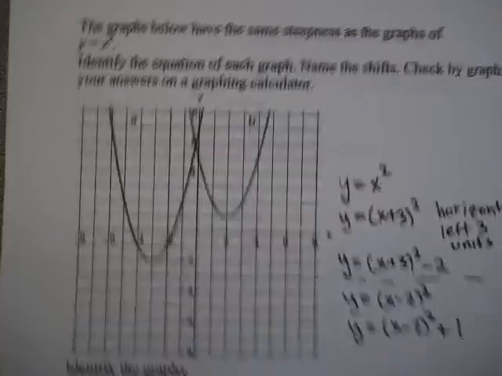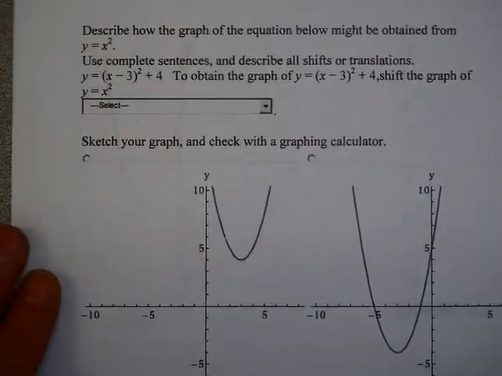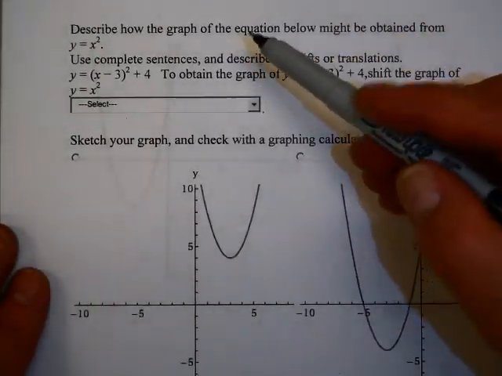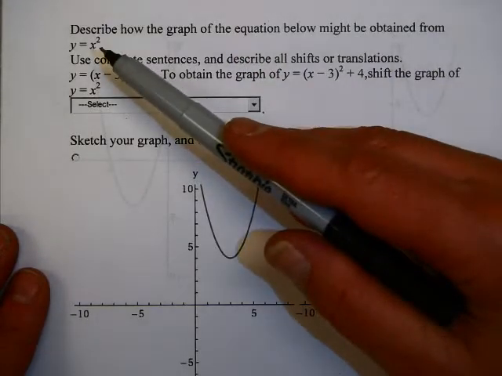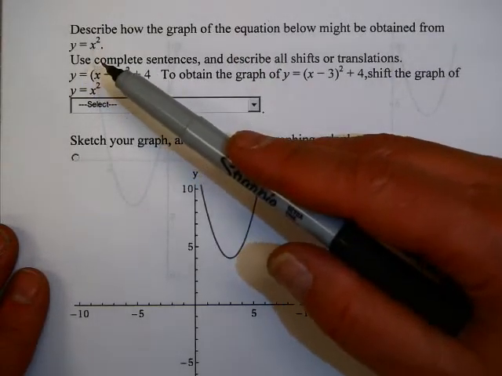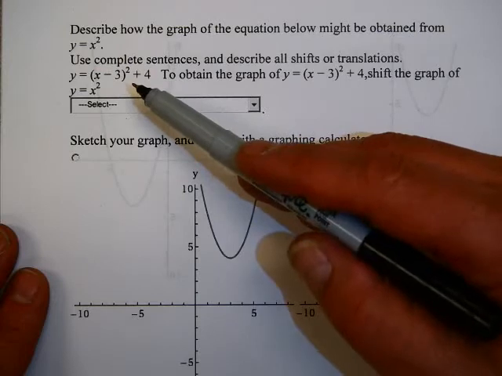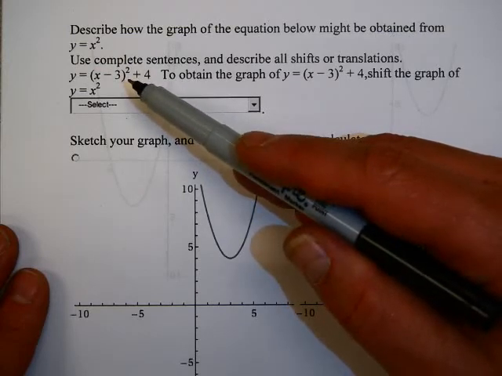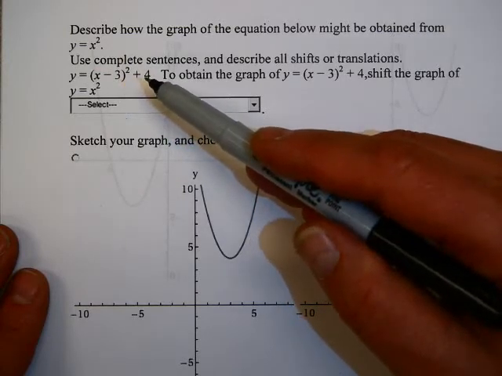Let's go on to a different type of problem, and that's this. Describe how the graph of the equation might be obtained from y equals x squared. Use complete sentences and describe all shifts or translations to get y equals (x minus 3) squared plus 4.